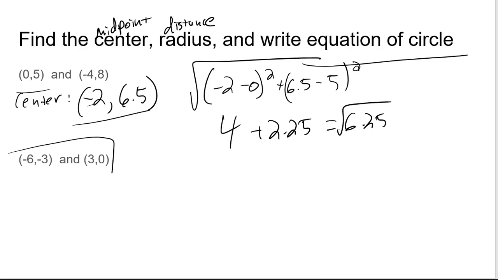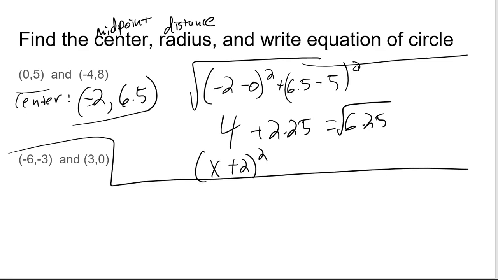Because when I write my equation, which is right here, it's going to be (x plus 2) squared plus (y minus 6.5) squared equals 6.25. There we go.